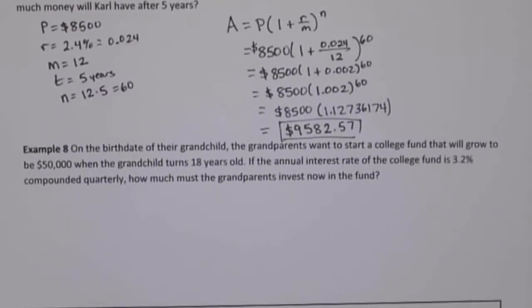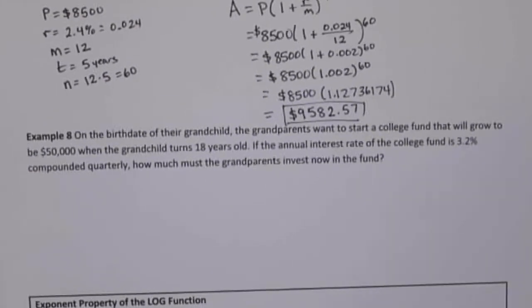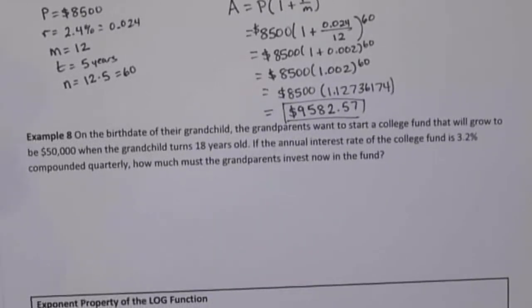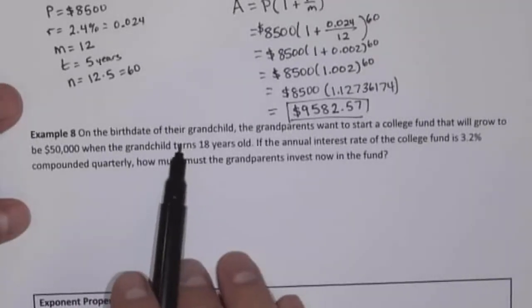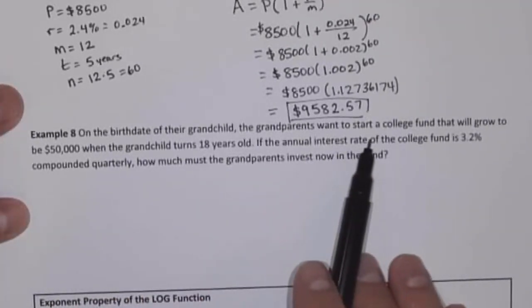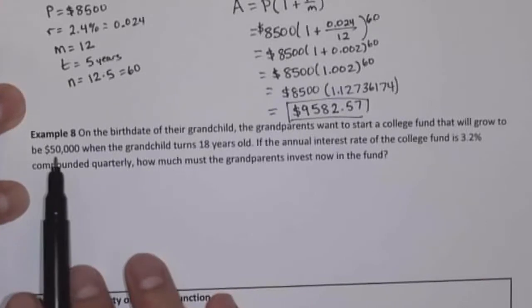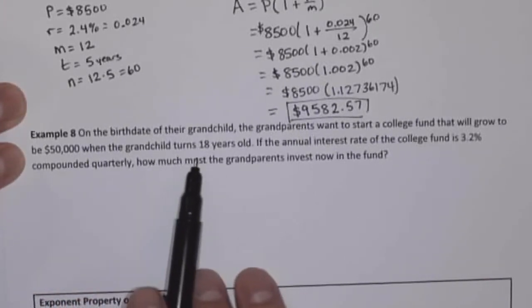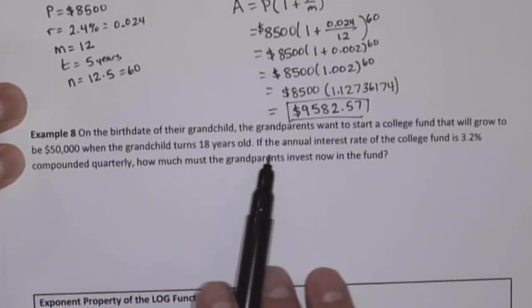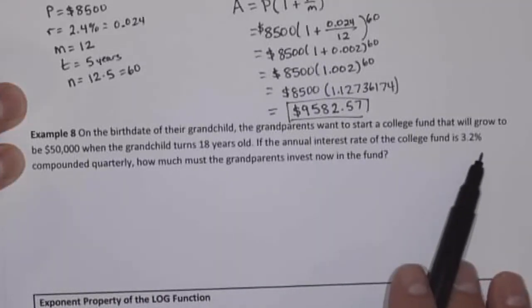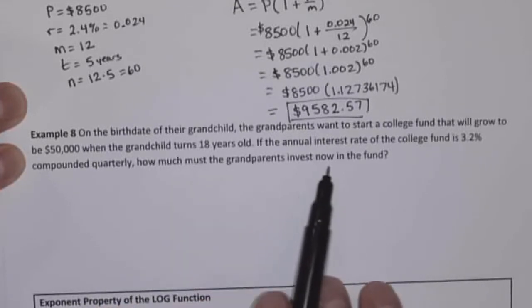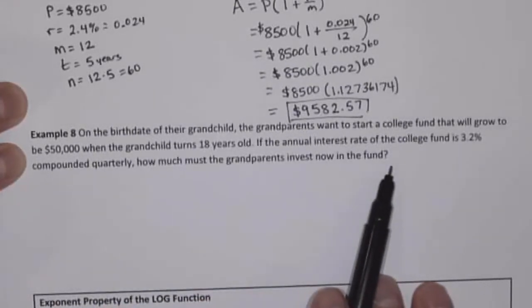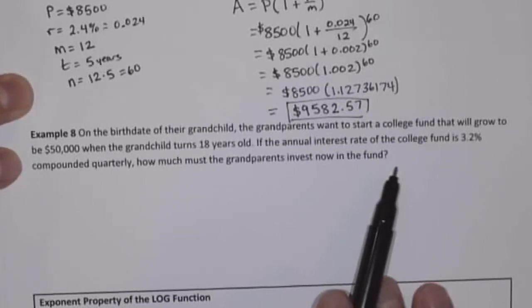Let's do one more example on this video, and then we'll move to, I believe, what will be our last video. So example 8. On the birth date of their grandchild, the grandparents want to start a college fund that will grow to be $50,000 when the grandchild turns 18 years old. If the annual interest rate of the college fund is 3.2% compounded quarterly, how much must the grandparents invest now in the fund? This is kind of like the present value problem that we did in the previous video.